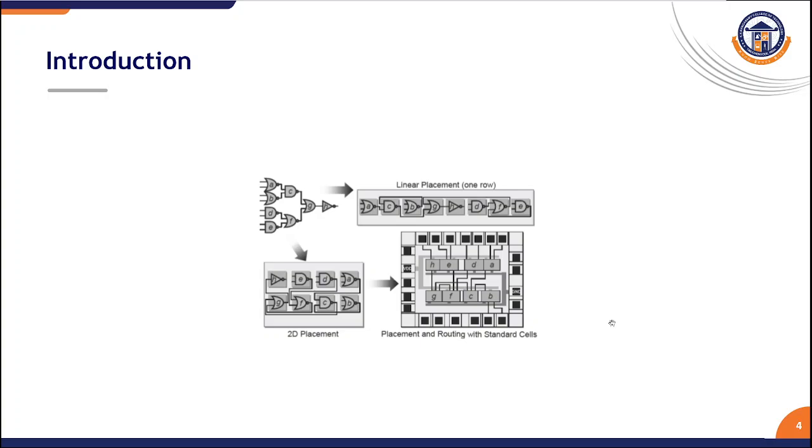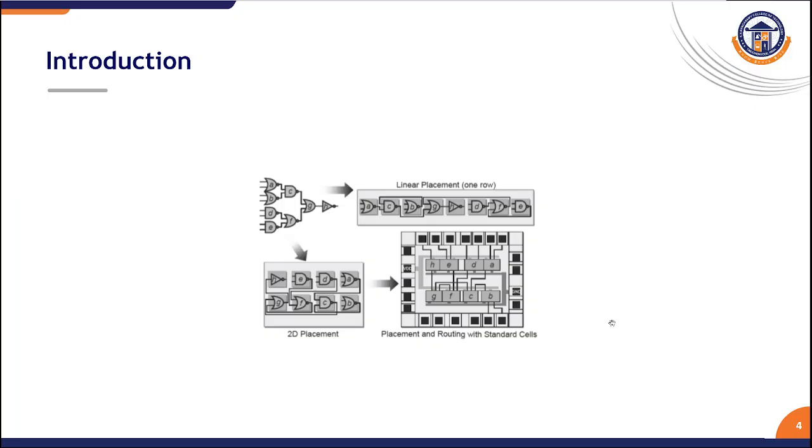During placement, the standard cells are placed inside predefined rows. A good placement improves the routing quality, reduces the delay and lowers power consumption. A poor placement can lead to routing congestion and timing violations even if the logic design is correct.